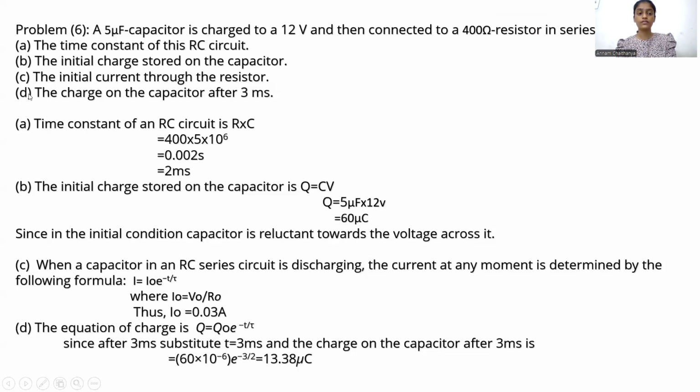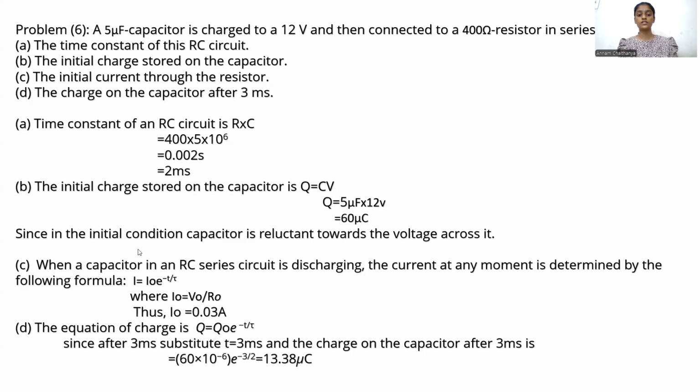The fourth question is the charge on the capacitor after 3 milliseconds. They're asking us to find the charge on the capacitor after 3 milliseconds. In the third question, we substituted t equals 0 because they asked us to find the initial current, and in the initial conditions t equals 0.